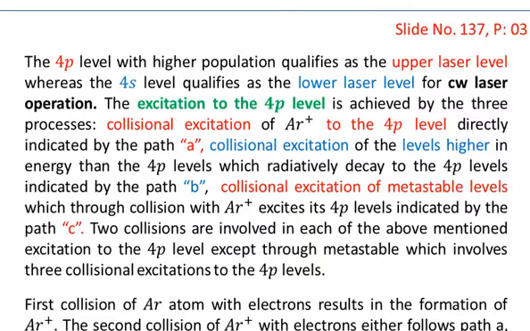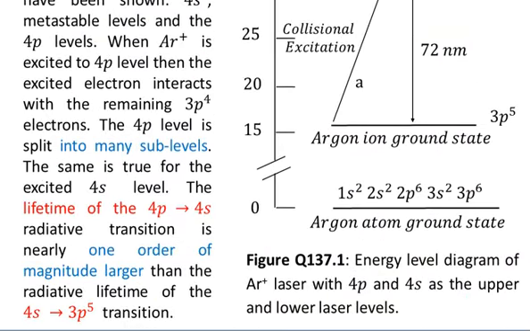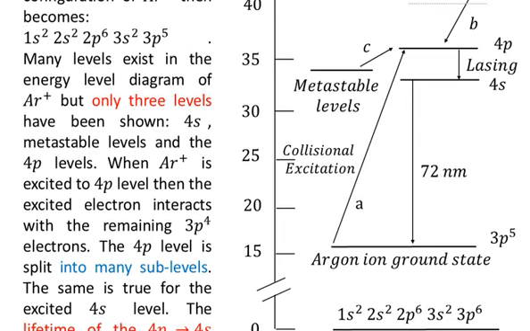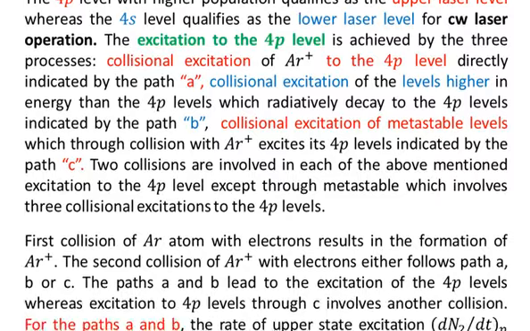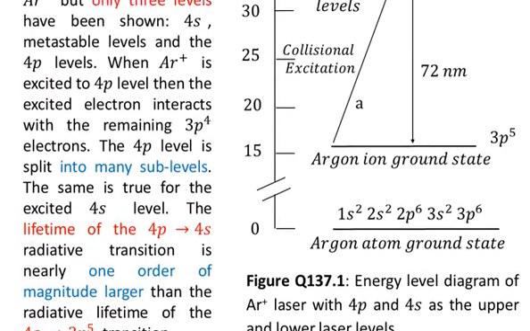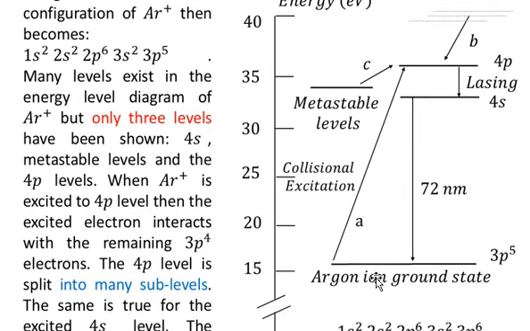Now we are talking about the excitations. You see that here I have mentioned three paths by which the excitation to the 4p levels can be achieved: path number A, path number B, and path number C. So now we talk about these three paths. The excitation to the 4p levels is achieved by three processes: collisional excitation of the argon ion to the 4p levels directly, indicated by the path A. So you see that this argon ion in the ground state encounters collisional excitation and is excited to the 4p levels directly through the path A.